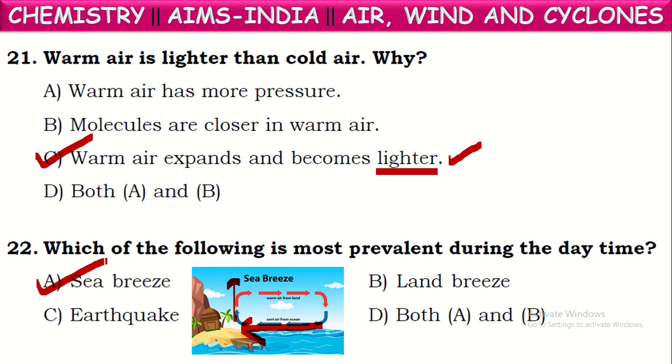During the night time, land cools faster and the water will still be hotter. The air present on the water will be warmer still. So that air rises up, and here a low pressure area is created and the cool air from the land rushes onto the sea. That we say is a land breeze. But during the daytime, sea breeze is most prevalent.